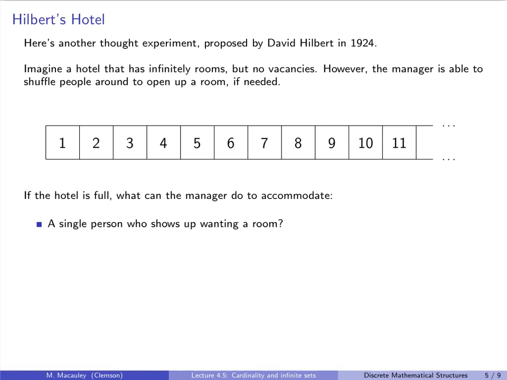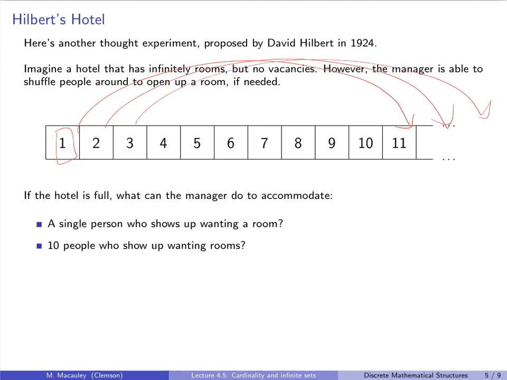So person 1 moves to room 2, person in room 2 moves to room 3, person in room 3 moves to room 4, and so forth. And what's going to happen is that room 1 will open up, and our new traveler gets a room. So in this case, this is like saying that 1 plus infinity equals infinity. Okay, that's simple enough. And you can imagine that if 10 people show up, you can do a similar trick, but now everybody gets to move 10 rooms ahead instead of just 1 room ahead, and so forth. So this says that 10 plus infinity is equal to infinity. And I really should put this in quotes because I'm technically lying. Though, that said, there are ways to formalize things like this under certain circumstances.